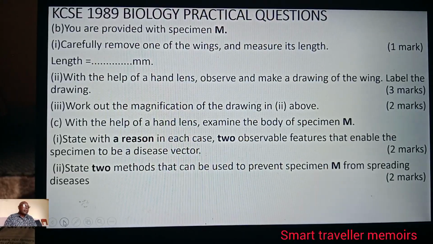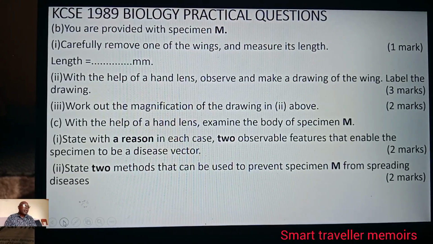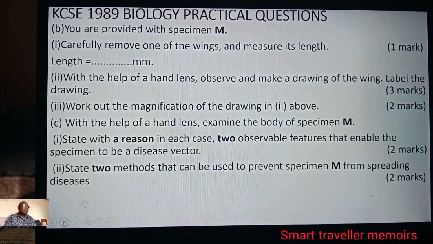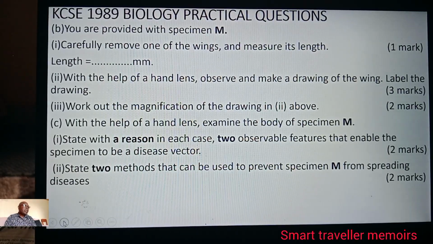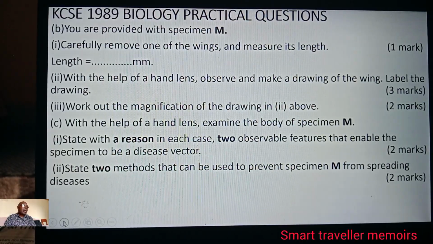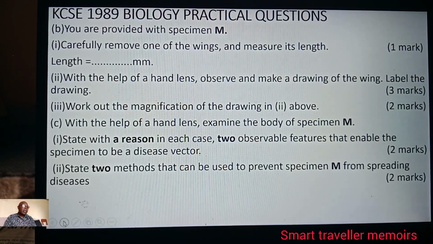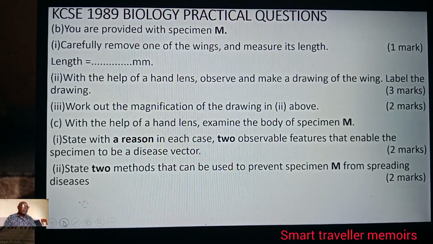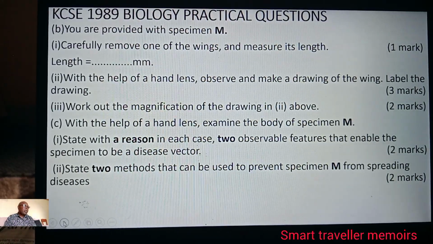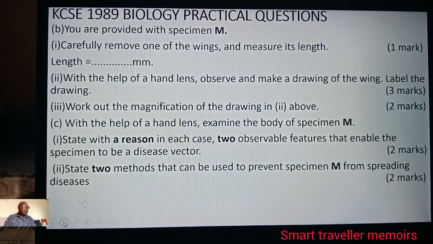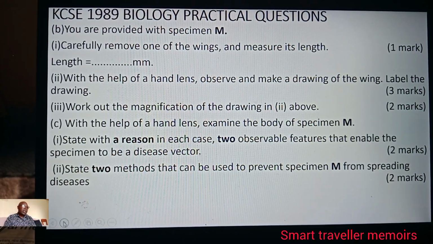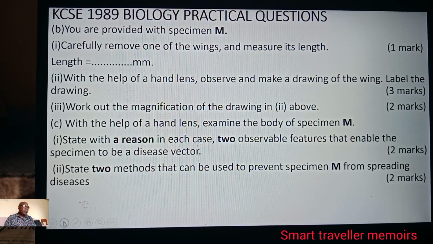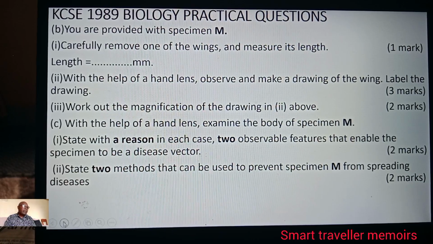Part B, question 3. You are provided with M. Roman 1, carefully remove one of the wings and measure its length, 1 mark, length in millimeters. Roman 2, with the help of a hand lens, observe and make a drawing of the wing. Label the drawing, 3 marks. Roman 3, work out the magnification of the drawing in 2 above.